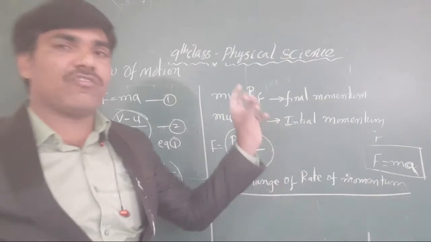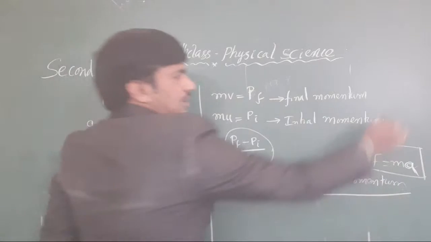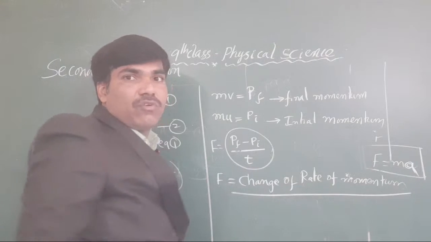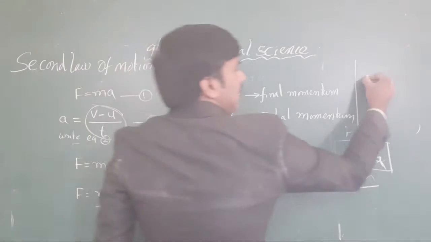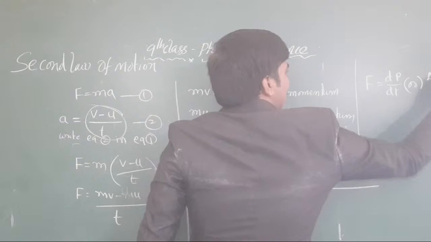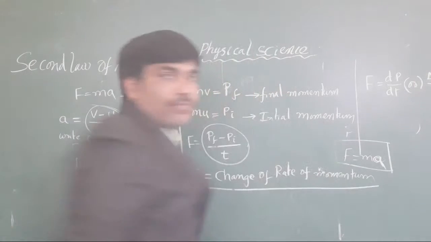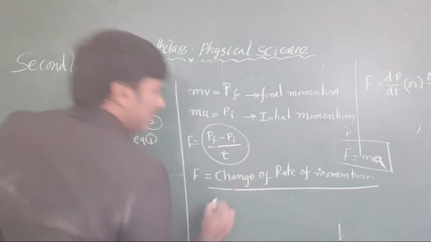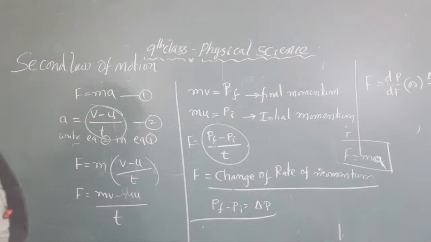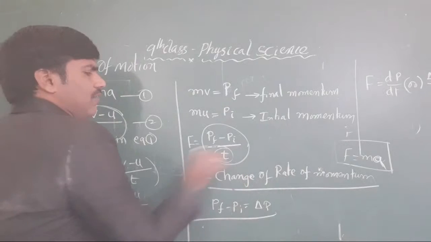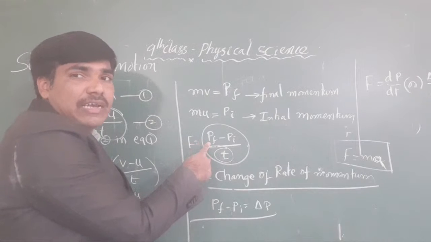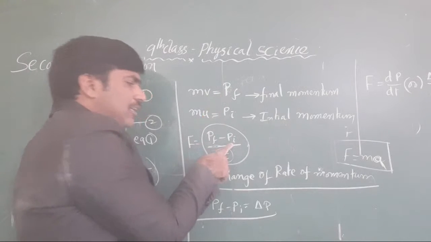If you take it for a small interval of time, it may also be written as F is equal to dp by dt, or del p by del t. Clear or not, all the students? PF minus PI is written as del P. Here we take directly the total time. Now suppose the time at the final momentum is taken as TF, and for the initial momentum is taken as TI.